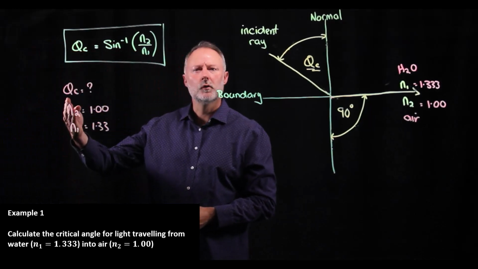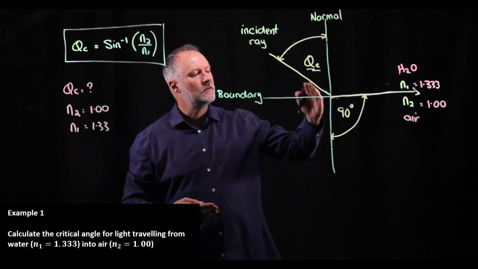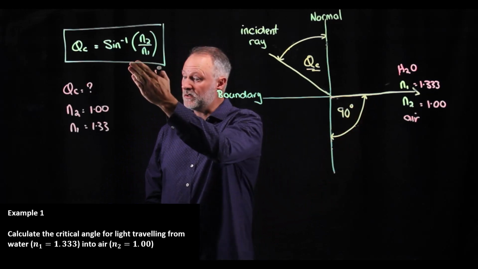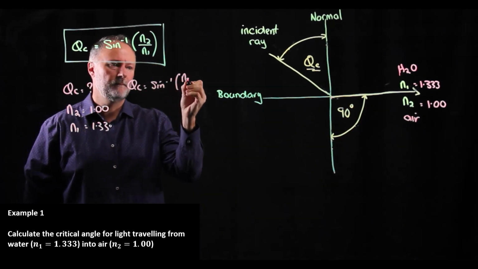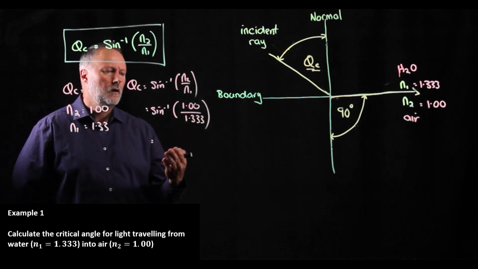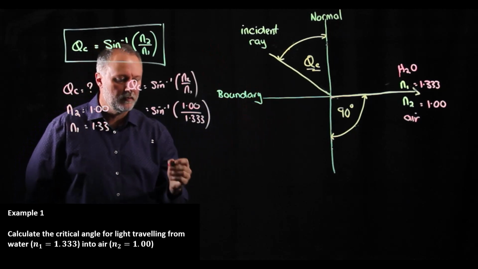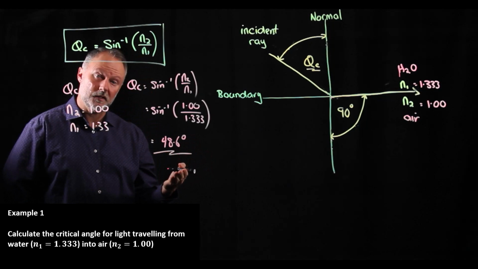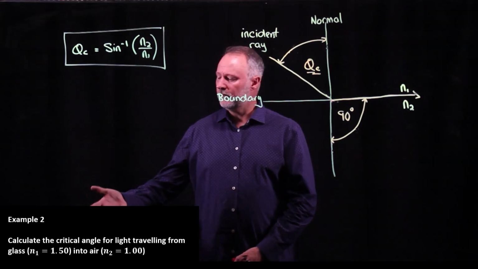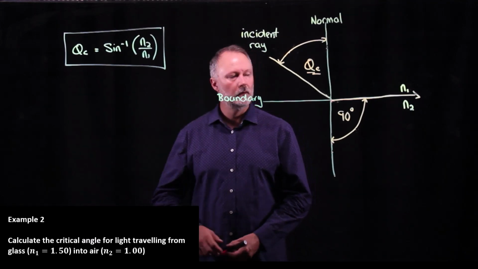So there's our variables, the critical angle and the two refractive indices, n2 and n1, where n1 is to do with the incident ray of light and n2 is to do with the refracted ray of light. The equation is up here. So we substitute our values in. When we complete this calculation, we find the critical angle of light coming from water into air to be 48.6 degrees. Example number 2. Calculate the critical angle for light travelling from glass into air, where glass has a refractive index of 1.5.